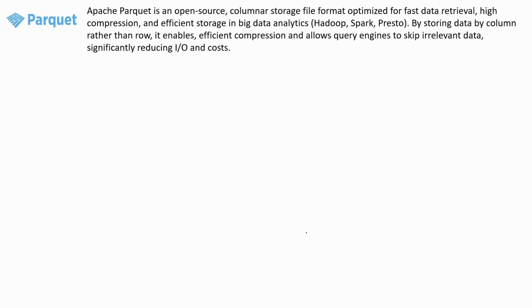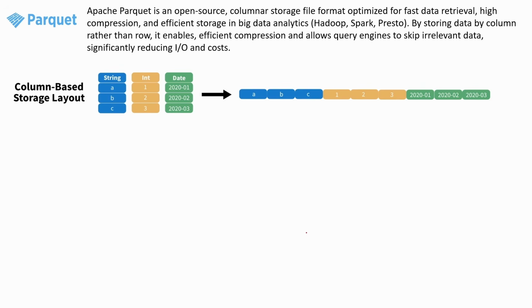Next is Parquet. Parquet is a very popular columnar-based file storage, and I assume you have heard about Parquet a lot. This is one of the favorite storage techniques when it comes to OLAP systems. Here all the data is stored in column format, which enables efficient compression and allows query engines to skip any kind of irrelevant data, which eventually reduces the input-output cost. This is how columnar-based storage looks.